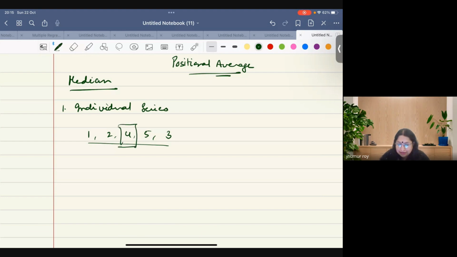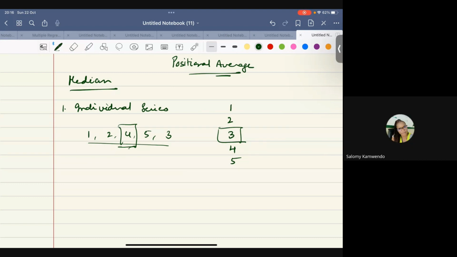But 4 is actually not the center value. If you put the series in order, what will be the series? 1, 2, 3, 4, 5. So what is the correct median? 3. So that's why it is important to first put the series in order.